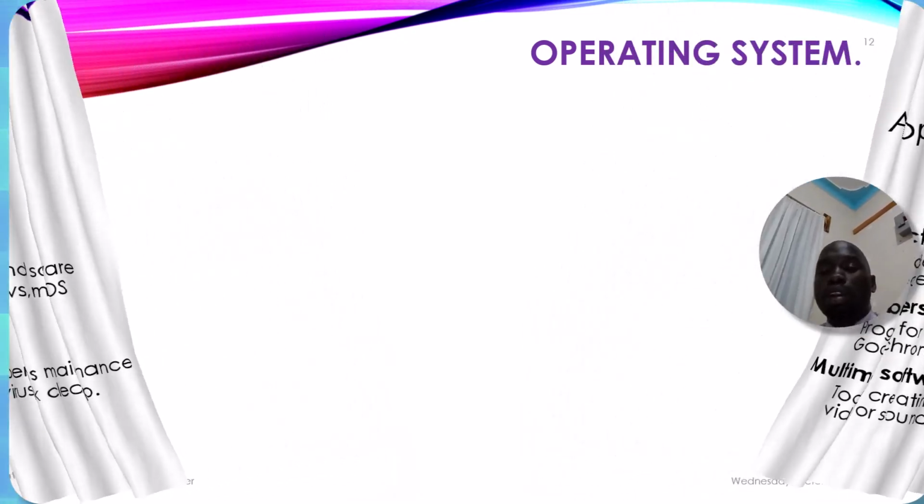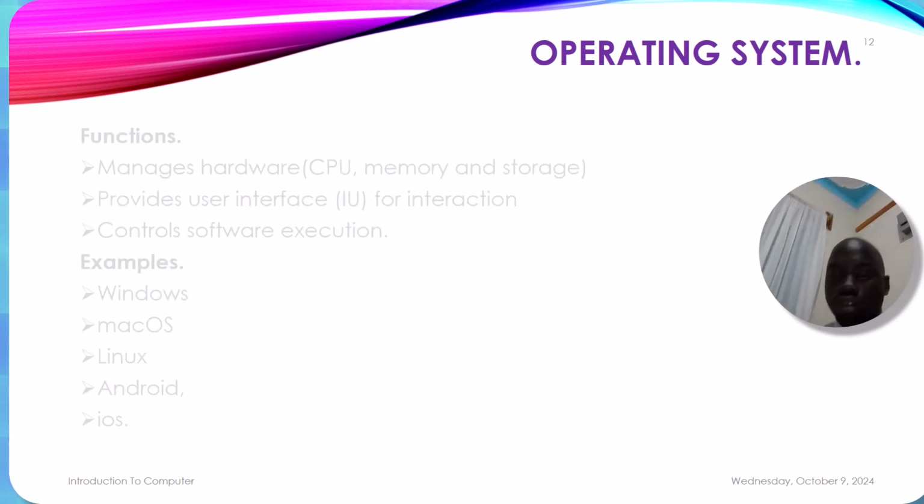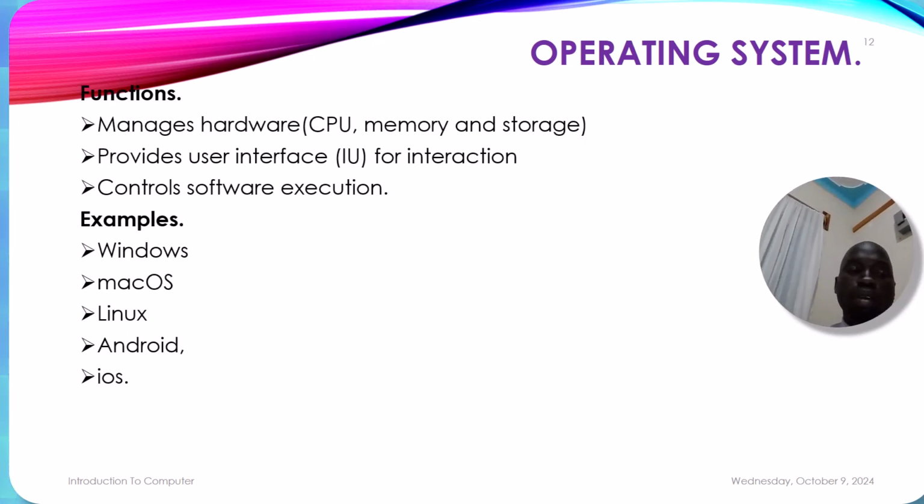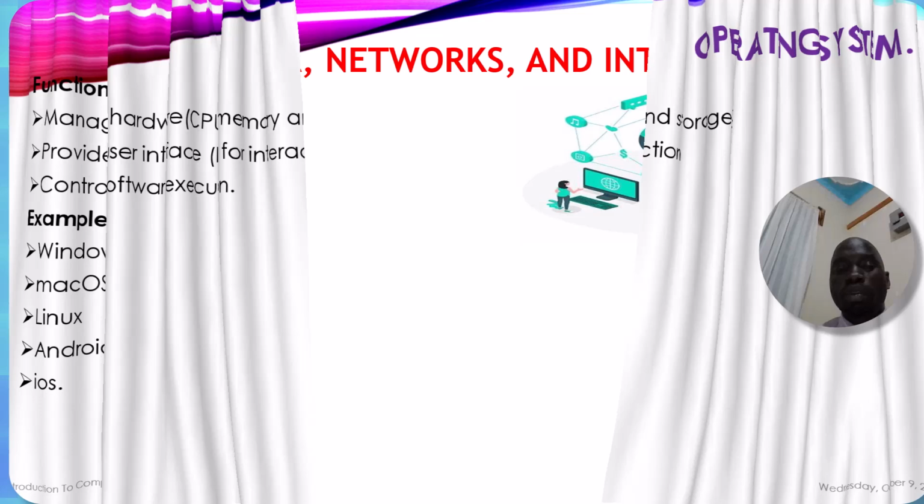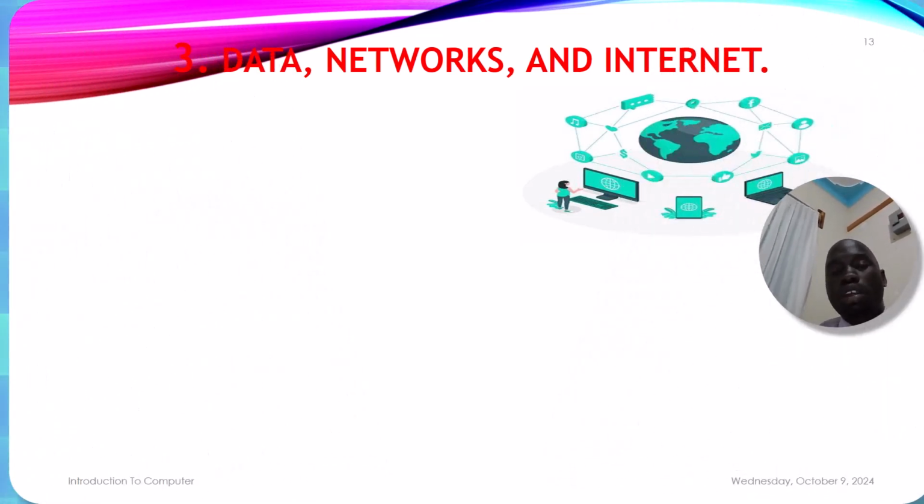Further, in operating systems, we have the functions of the operating system. It helps manage hardware, the central processing unit, and memory and storage. It provides a user interface for interaction and controls software execution. Examples include Windows, MacOS, Linux, Android, and iOS.